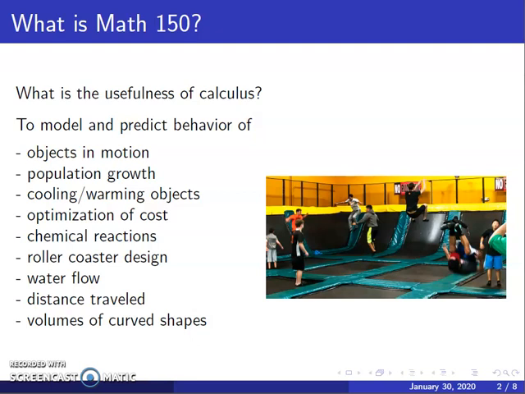Optimization, okay, we can optimize things. Just kind of throw that out there. It'll come back later, a few chapters down the road. Chemical reactions. There's a chemistry roller coaster design. There's an engineering application, water flow. And then the last two are actually a little bit different: distance traveled and volumes of curved spaces. And those we are looking at calculus in a different way than the others. But I won't go into that now.